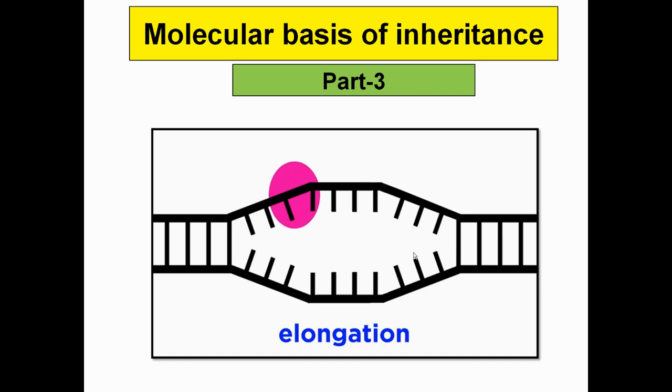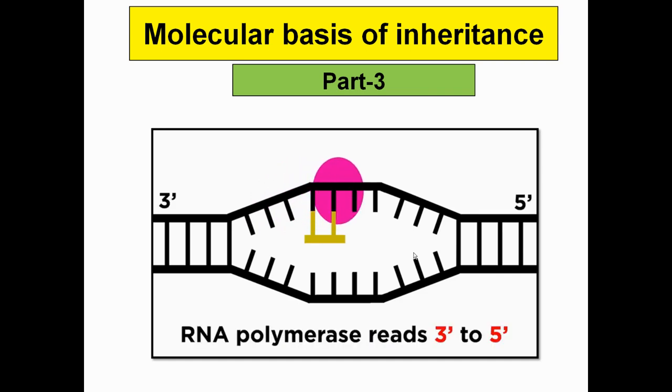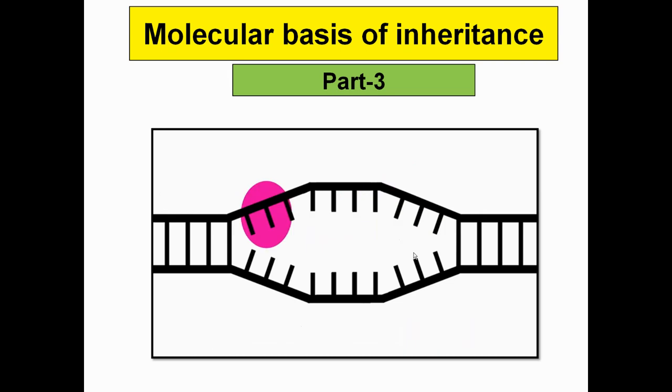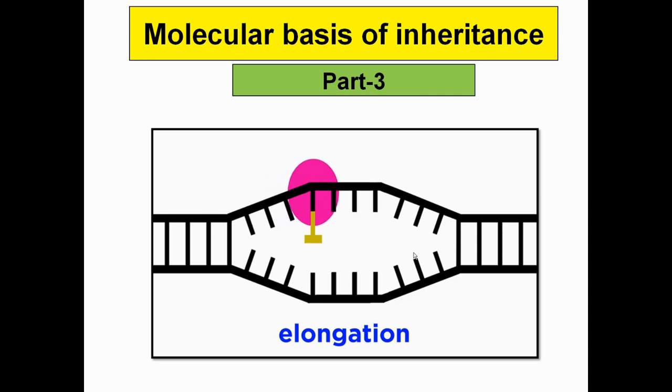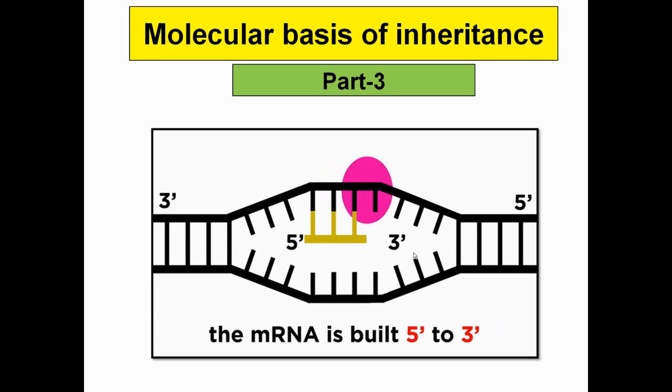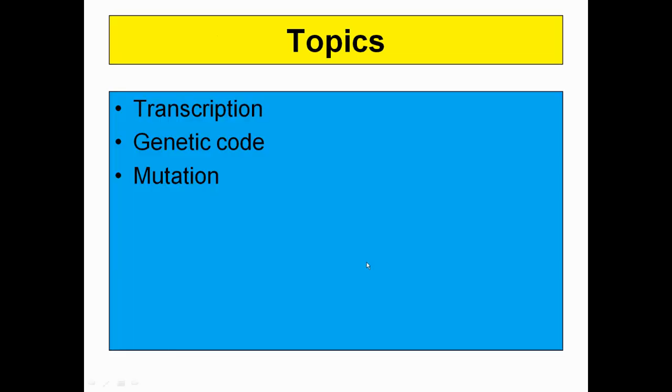As you can see in the animation, there is a DNA strand and some synthesis is going on, particularly on a single strand of the DNA. The other strand is totally unaffected. So this particular strand is very, very important. We are going to discuss the whole process in length and breadth. So let's continue. Topics which are being covered in this tutorial are transcription, genetic code and mutation.